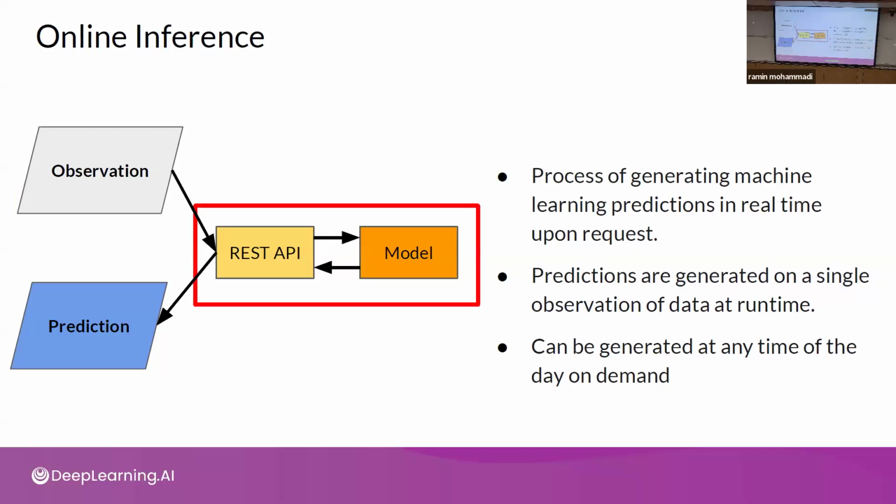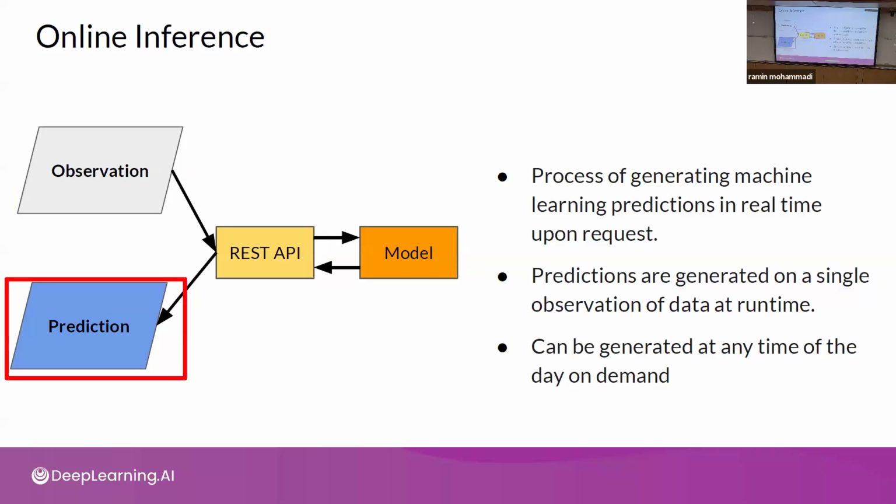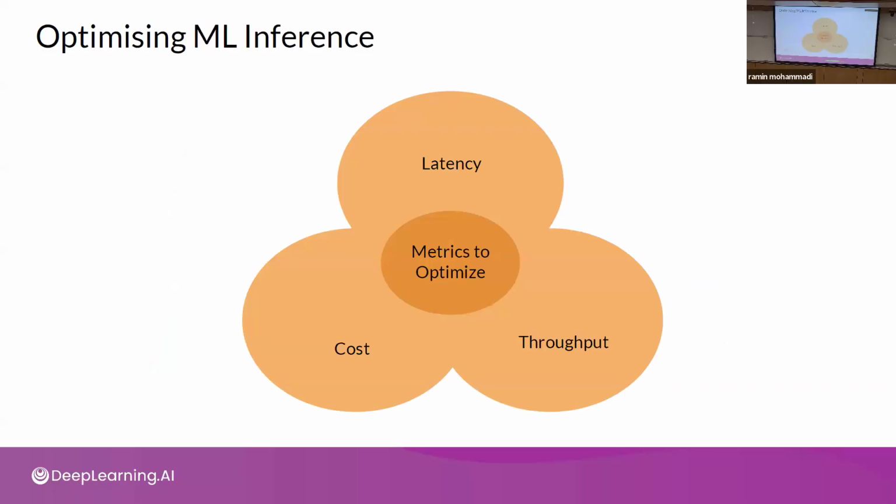There's this part that goes between a REST API and the model, and there's this part which does the prediction, right? And then we're going to see how this can impact the overall gating metrics of your model. So we talked about you have latency, you have throughput, and you have costs.